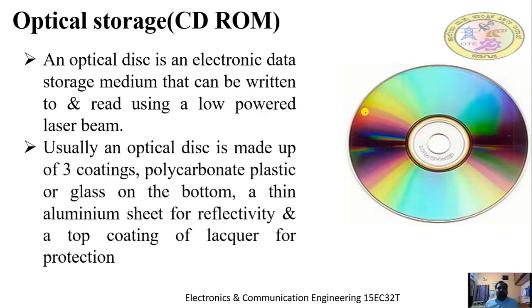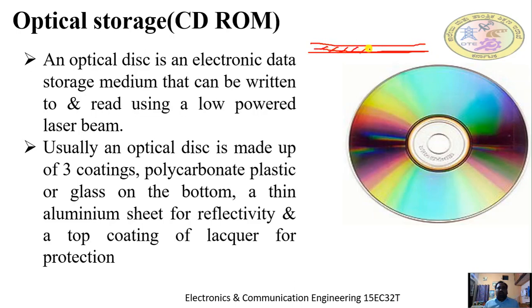Usually when you see the construction, it is made up of 3 layers or 3 coatings. The base or bottom layer will usually be made up of a polycarbonate plastic or glass, and a thin aluminum layer is formed over it, which will provide the reflectivity.